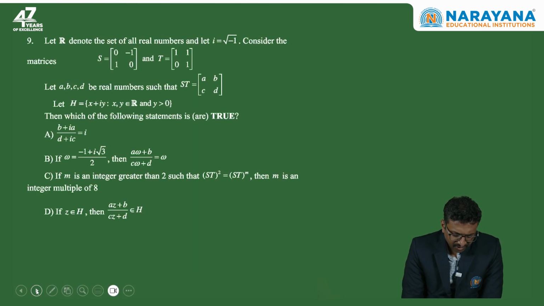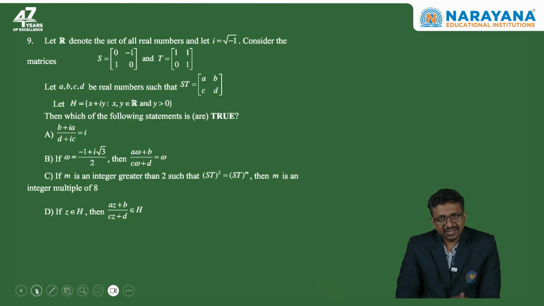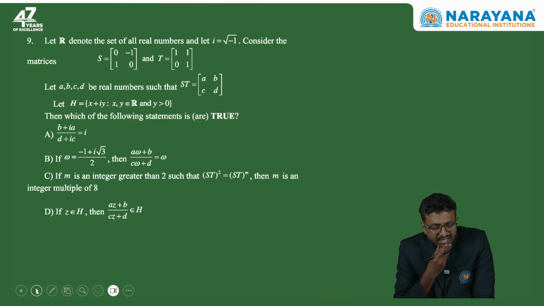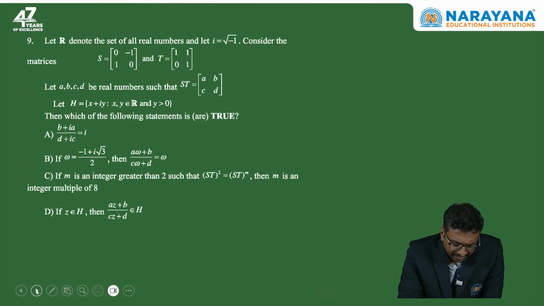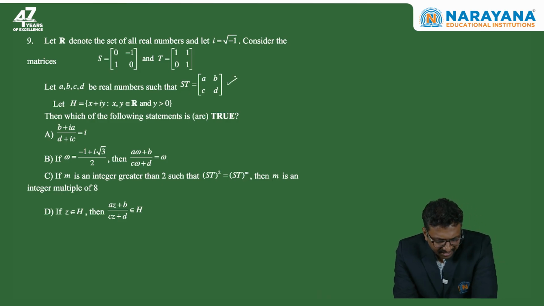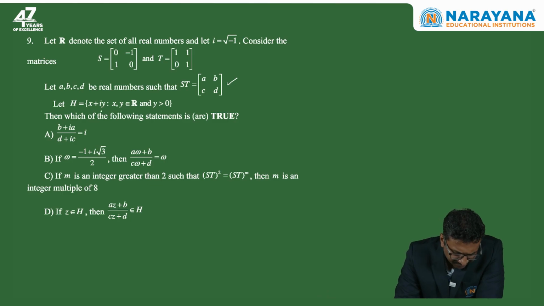So let's go to the next question, the ninth question. This is the last question in the MCQs. So here S and T are given. ST is ABCD, it seems. H is x plus iy, where y is greater than 0. So you're asked to find some of these.